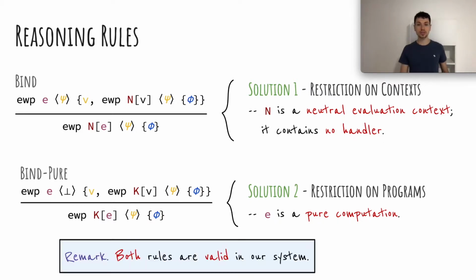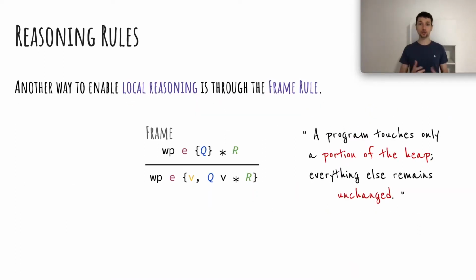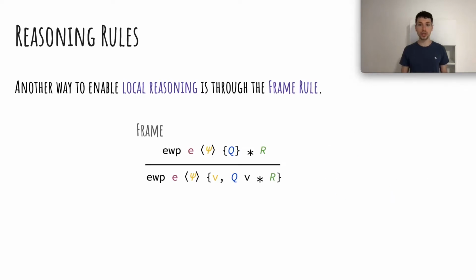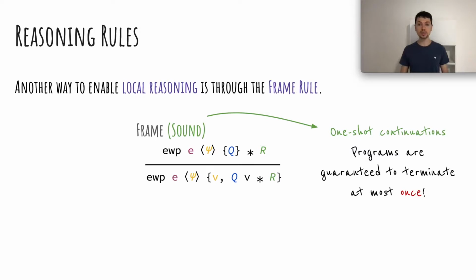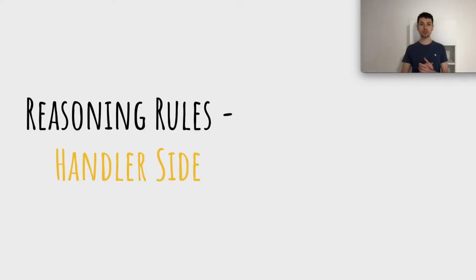And a remark is that both rules are valid in our system. Another important rule in separation logic is the frame rule, and it says that if a program E doesn't use the resources described by a proposition R, then these resources remain accessible all along the execution of this program. We can adapt this rule into our system as is because we made the restriction on multi-shot continuations.